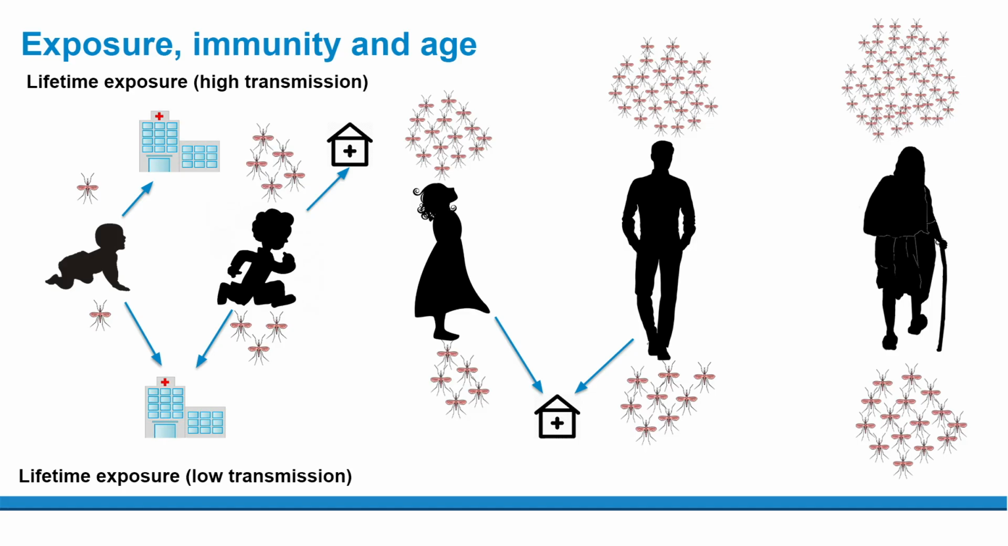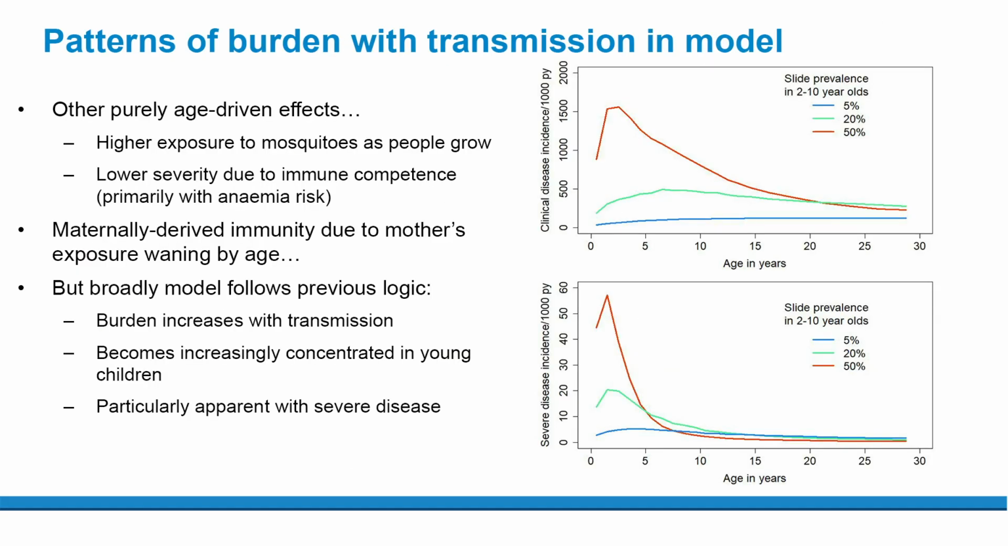So what does that mean if we now move from this pictogram to what the model actually gives you in terms of output? Like I said, there are some other age-driven effects, but in general, what you find is that as you increase transmission, here I'm measuring transmission as slide prevalence in 2 to 10-year-olds, it stays fairly flat to begin with, but as you increase it, you get this kind of peak in older ages.